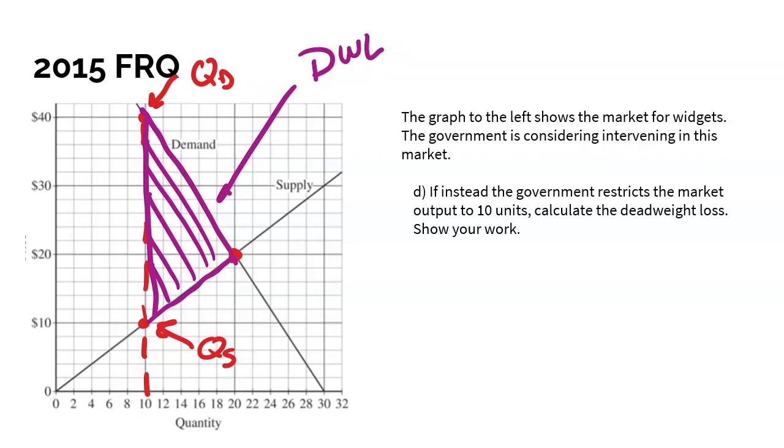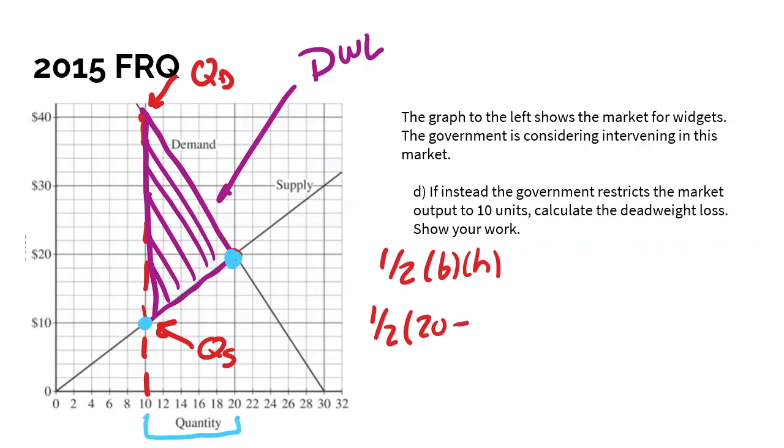Well, here, it's asked us to calculate the deadweight loss. If the deadweight loss is always a triangle, we're always going to use the equation 1/2 base times height. All right, so let's calculate this. So we have 1/2. Well, of this purple triangle, where's the base? Well, here, we'll show this in blue, so here to here. So in other words, we're going from 10 to 20. So our base is just 20 minus 10.